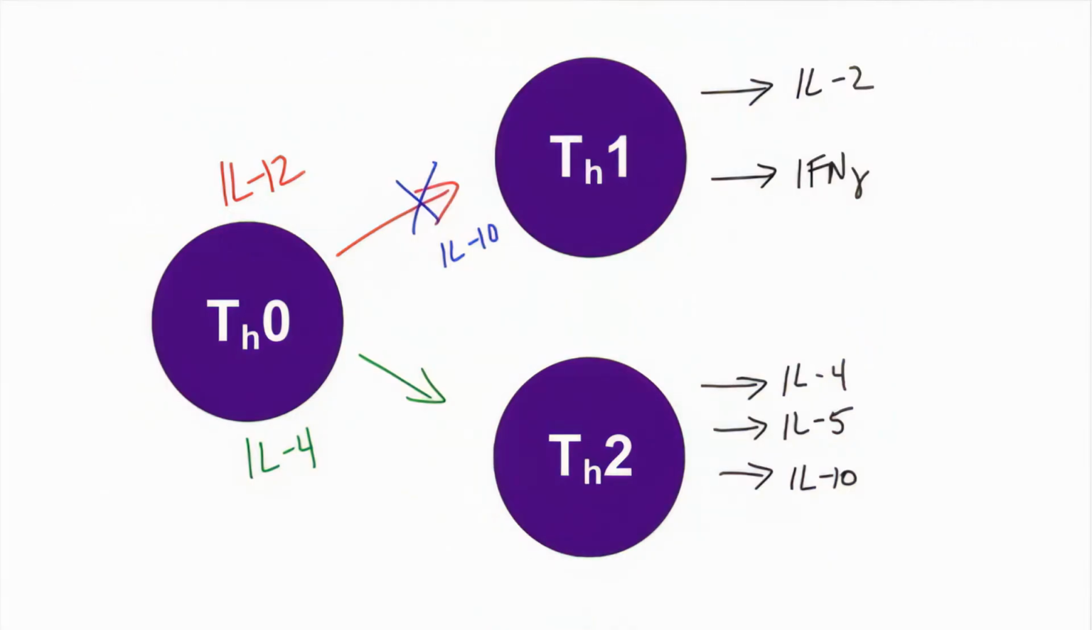And then the last macrophage-derived interleukin is IL-12. IL-12 induces T helper 0 cells to become T helper 1 cells, and it also activates natural killer cells.